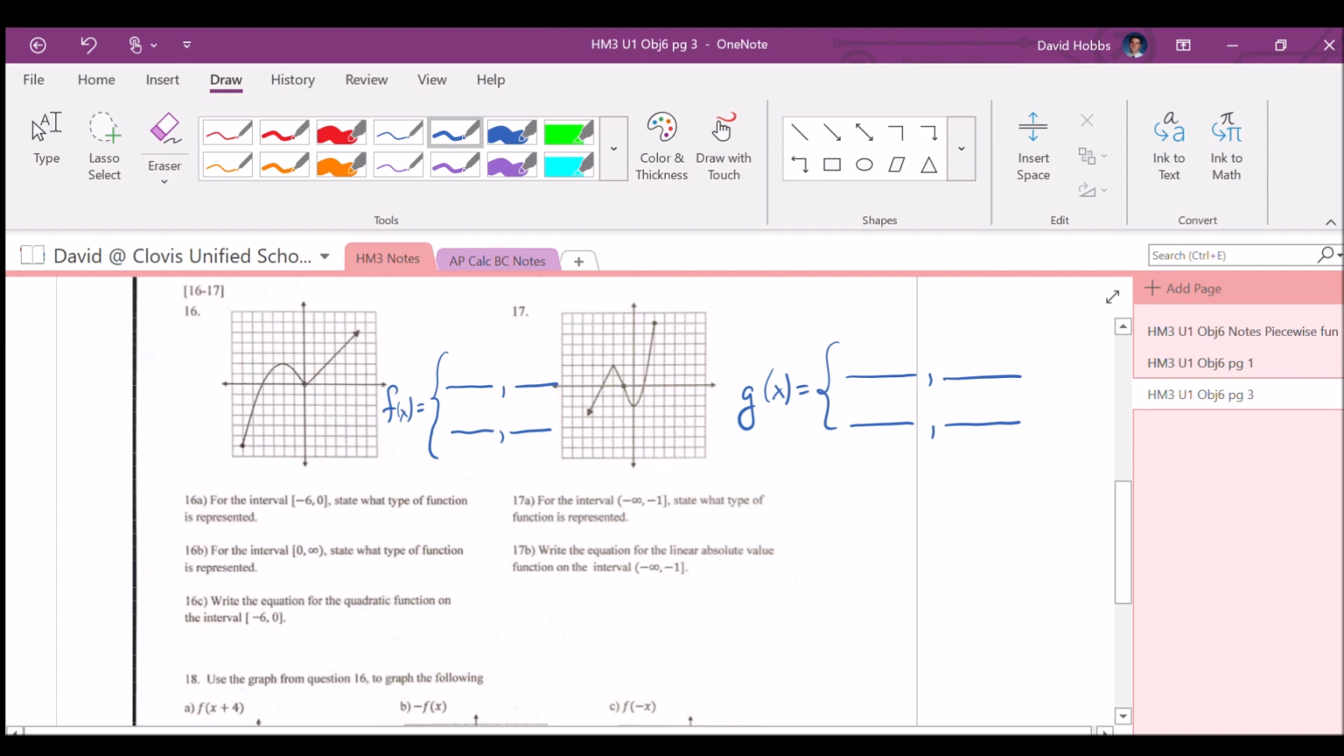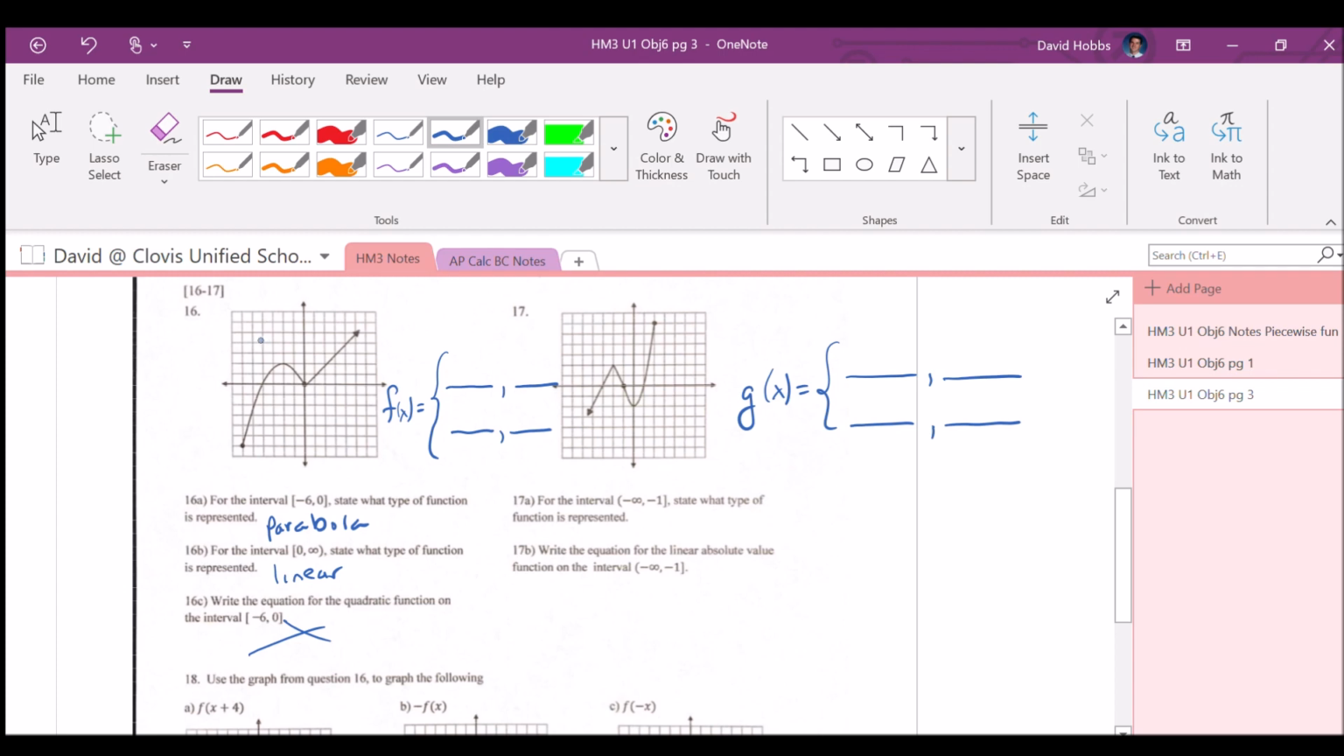Okay, so we're honors math 3. Write the equation. For the interval negative 6 to 0, state what type of function it is. It's a parabola, a quadratic. For the interval 0 to infinity, what kind of function is it? It's linear. It's a line. Write the equation. Okay, we're not going to do that one. We're going to write the whole equation.